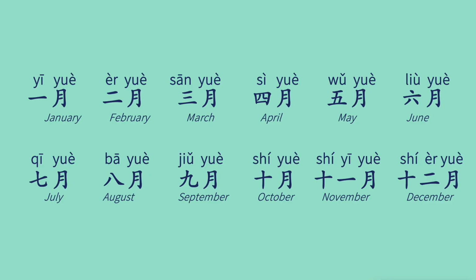Okay, let's read these 12 months together. 1月 2月 3月 4月 5月 6月 7月 8月 9月 10月 11月 12月. All of these 月 we should read as fourth tone, strong. And this fourth tone wouldn't be influenced by other tones. Always read as fourth tone.